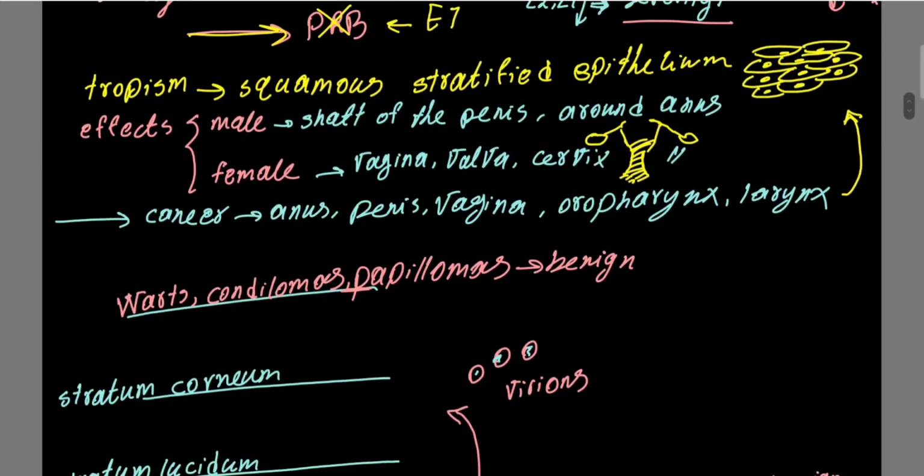Tropism means the cells that a virus is going to affect. What kind of cell does it like? Where it wants to go is the squamous stratified epithelium. Stratified means many layers of epithelium, because the way it is going to grow and replicate depends on these many layers. And actually the tropism is for the squamous. And where do we have this squamous stratified epithelium? In the urogenital area, and also in the larynx and pharynx.